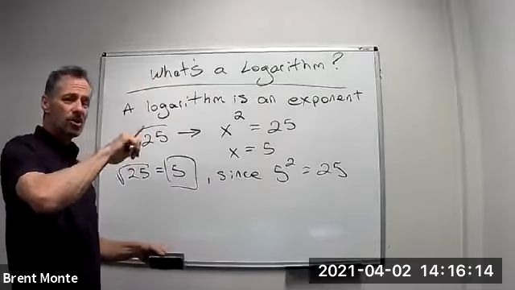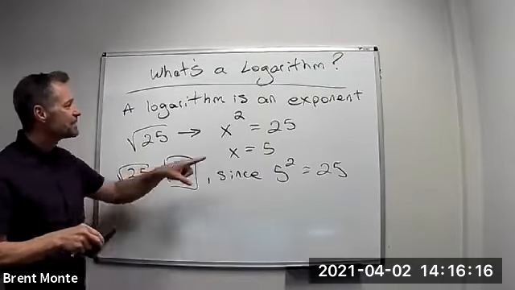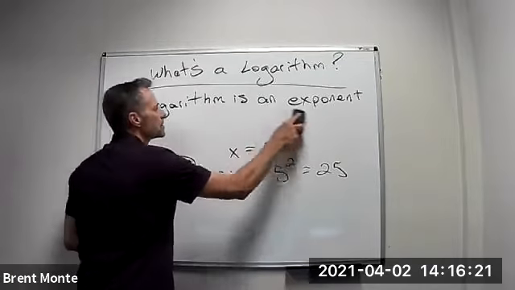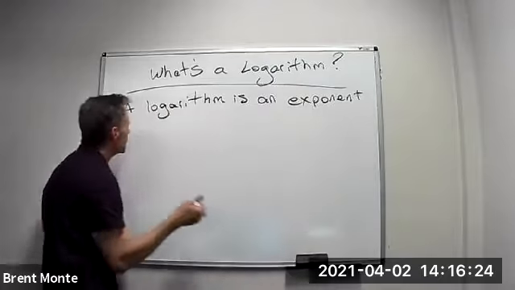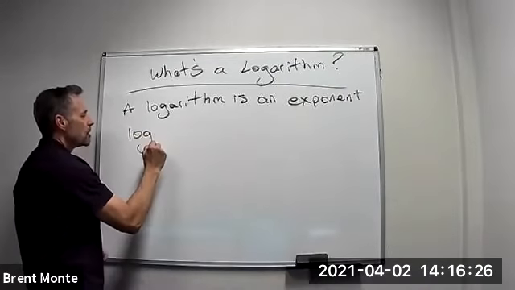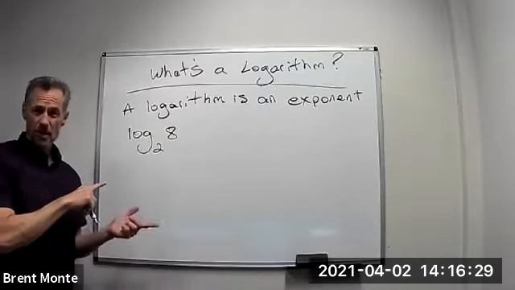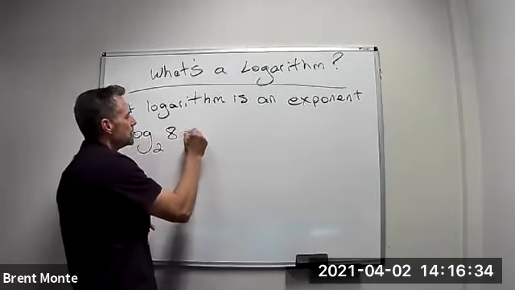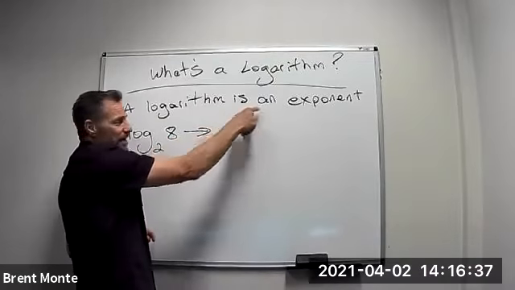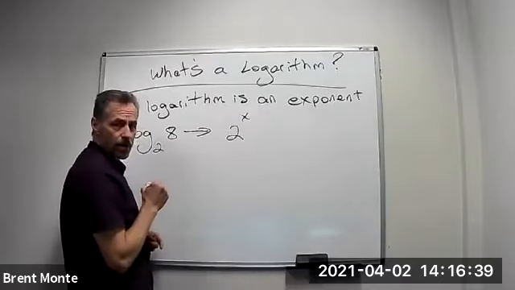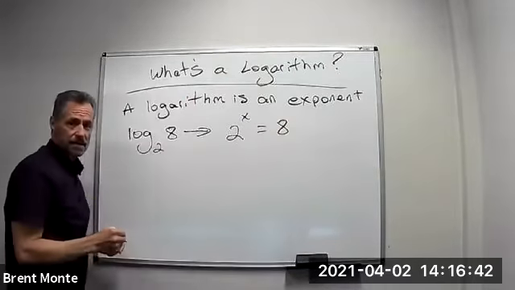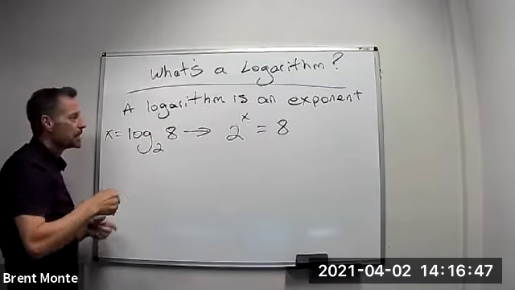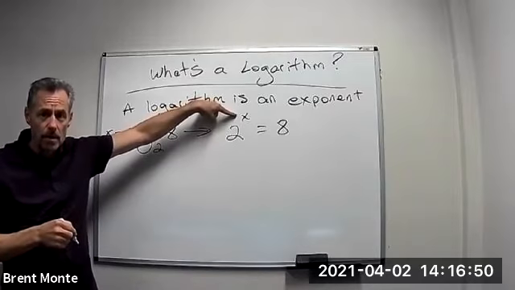Well, a logarithm does something similar, except it's not looking for the base. It's looking for the exponent. So let me give you an example. Suppose I have log base 2 of 8, and I'm trying to solve that. Remember, I said a logarithm is an exponent. It's saying 2 to what power is equal to 8. So that power that I'm looking for is what this logarithm is. This logarithm is that power, that exponent.